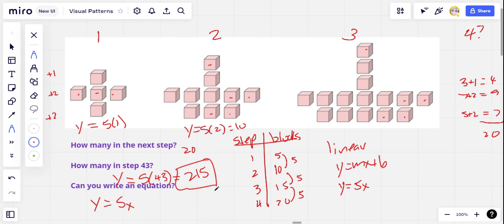Well, how did that go? Did you get 20 for step 4? Did you get 215? Let me know.